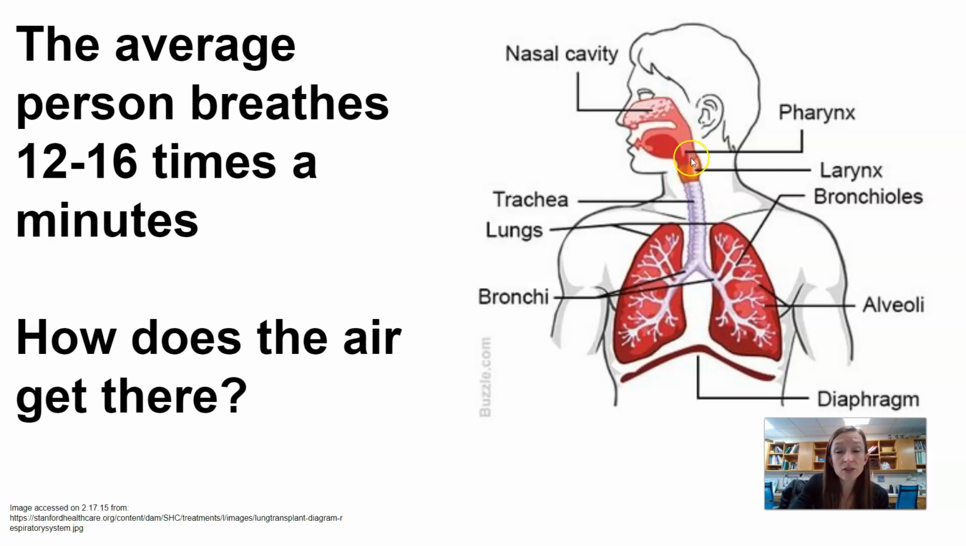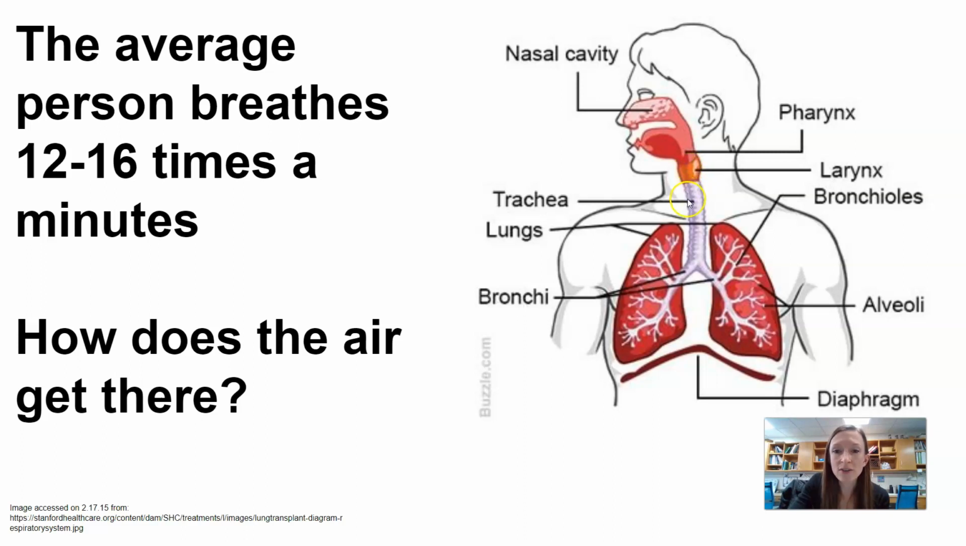Once air gets into the respiratory system, it's going to go into our larynx. If you've ever heard of laryngitis, this is the part of your respiratory system that is infected. That is also known as your vocal cords. So the larynx is where air passes through to create the sound that we have as our voice.